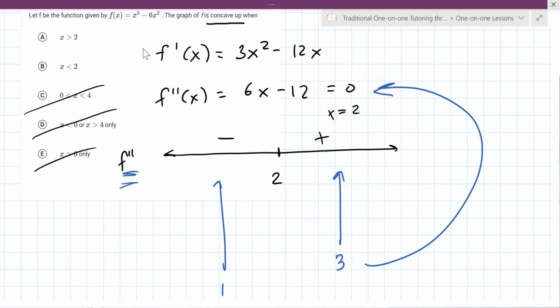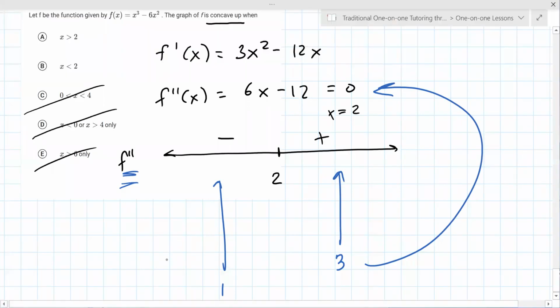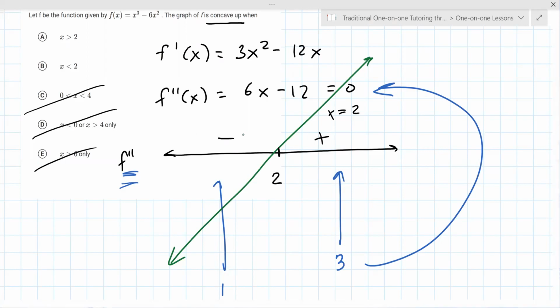As I mentioned yesterday, and someday this will make sense, if you graph the line 6x minus 12, it would look like that. It's above the x-axis over here and below the x-axis over here. So it's concave up for x greater than 2. That's right.